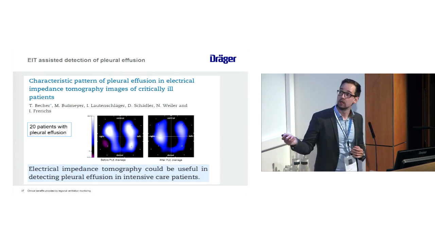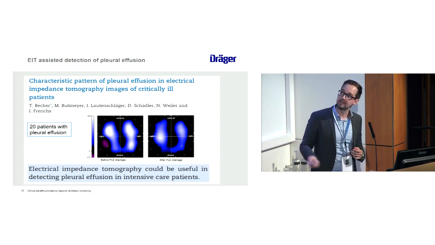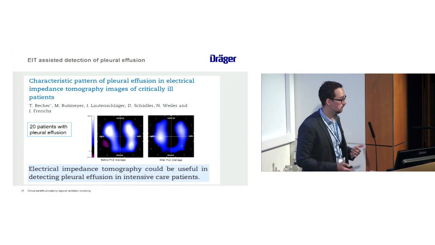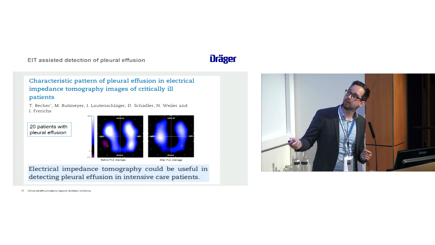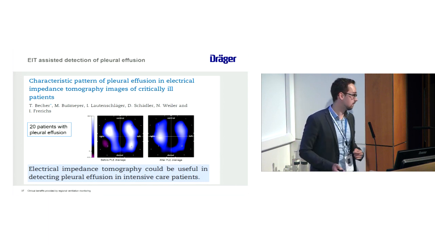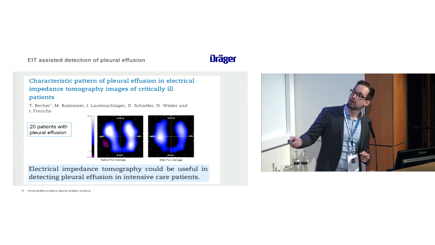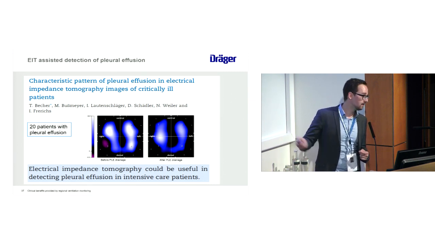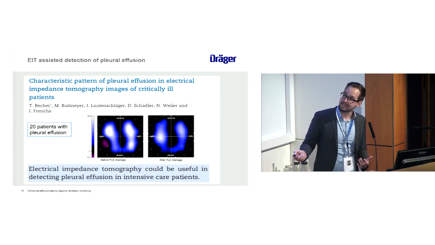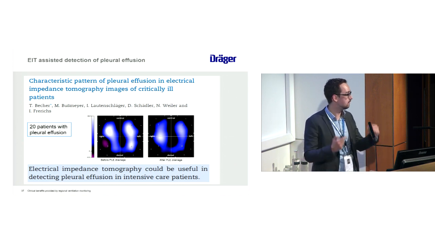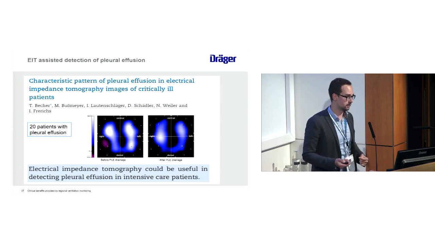And he looked into this with 20 patients having a pleural effusion, and every time they could actually use this approach to detect the pleural effusion and then also watch the drainage of the pleural effusion. So this was before the drainage and this was after the drainage. So this is again a tool that can help detect a pleural effusion and also see if the treatment was successful or not.